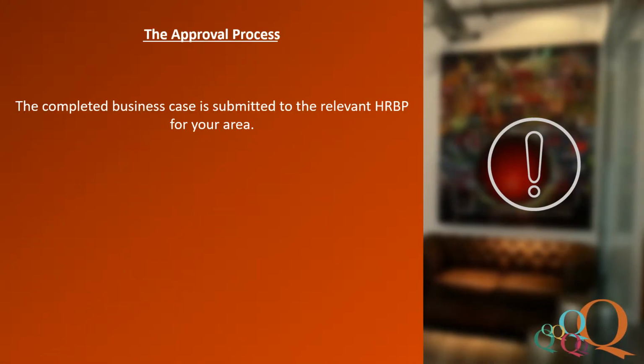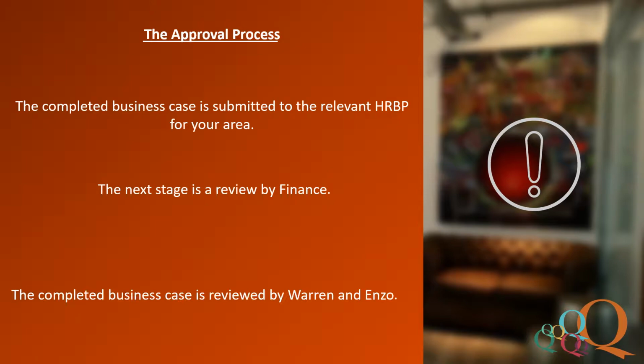The first stage in the approval process is to submit the completed business case to the relevant HRBP for your area. They will check for completeness and contact you if any further information is required. The next step is a review by Finance before a final review by Warren and Enzo. At this stage, your business case will either be approved or denied. Remember, if you need to raise the salary either due to market interest or for any other reason, this must be made clear in your business case.